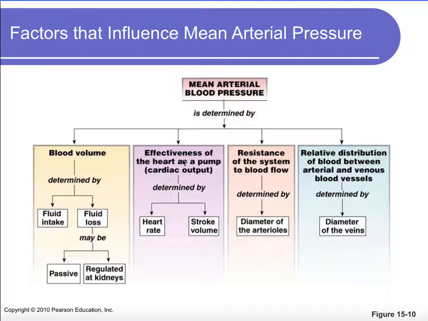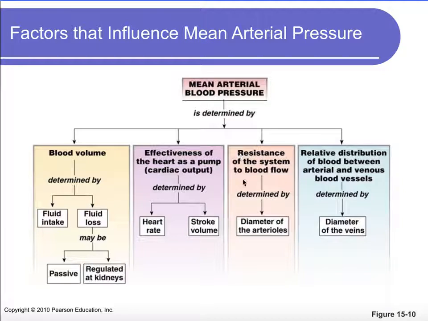The other is the effectiveness of the heart as a pump, meaning our cardiac output. Remember, cardiac output is the amount of blood pumped out of the heart per minute. So the more blood we're pumping out into our arterial circulation, the more blood we have, so the higher the blood pressure. And cardiac output, we know, is heart rate times stroke volume. So both of those will determine blood pressure. For example, if our heart increases contractility, it's going to increase stroke volume, which means cardiac output will increase and blood pressure will increase. If we decrease heart rate, cardiac output would decrease and blood pressure would decrease.